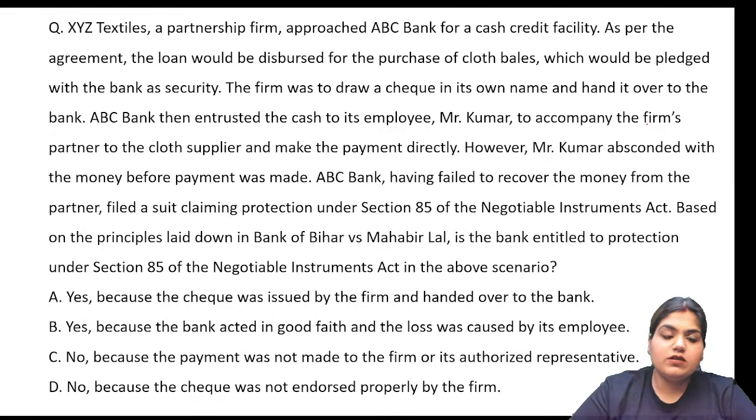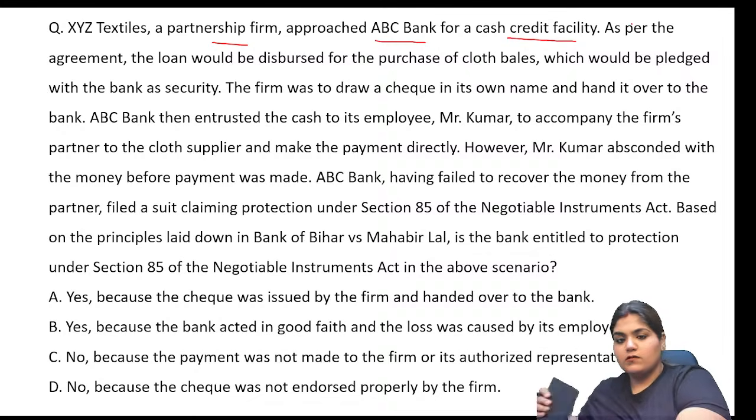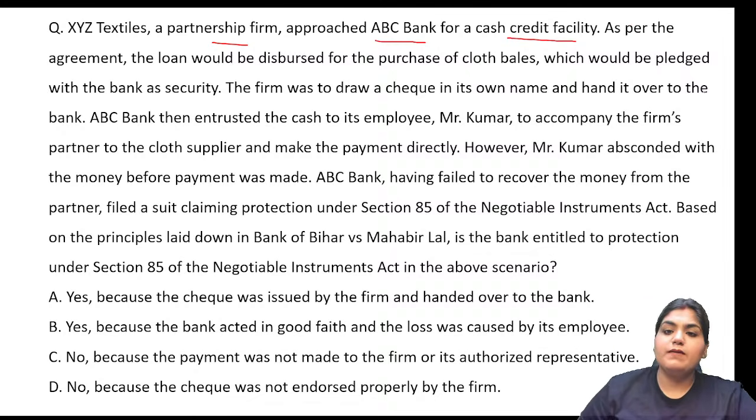Please read the question. XYZ Textile, a partnership firm, approaches ABC Bank for a cash credit facility. As per the agreement, the loan would be disbursed for the purchase of cloth bales, which would be pledged with the bank as security. The firm was to draw a check in its own name and hand it over to the bank.